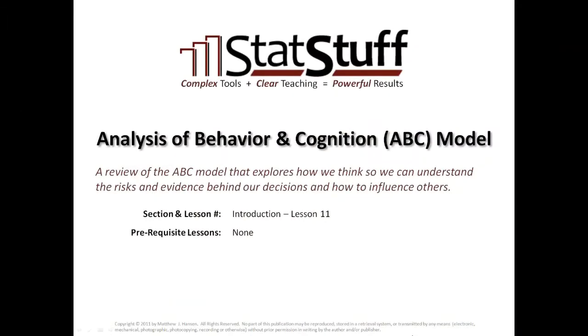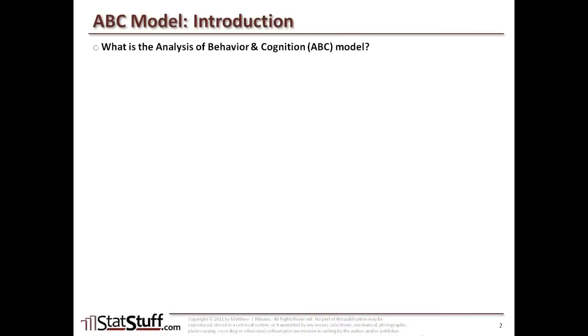In this lesson, we'll discuss what I call the ABC model, which explores how we can think so that we can understand the risks and evidence behind our decisions and how to influence others. There are no prerequisites for this lesson, so we'll begin by defining what the ABC model is. Well, the ABC model refers to the analysis of behavior and cognition model.